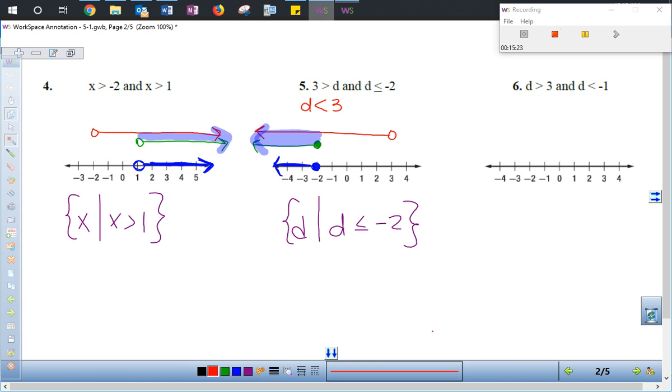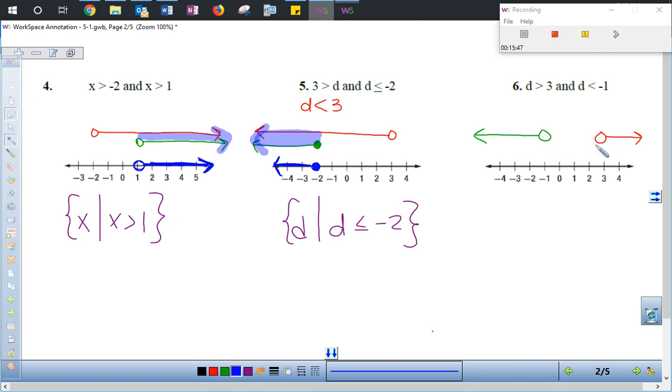On number 6, D is greater than 3 and D is less than -1. So let's graph our helper graphs. D is greater than 3 is going to be an open dot over 3 with an arrow going to the right. D is less than -1, so I'm going to go over -1 with an open dot going to the left. Now, I want where they overlap.